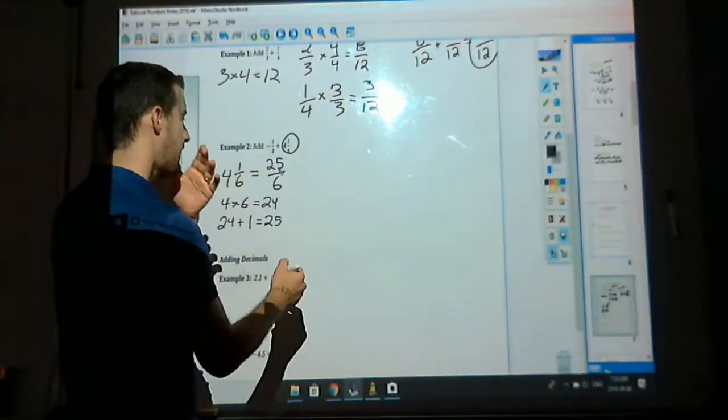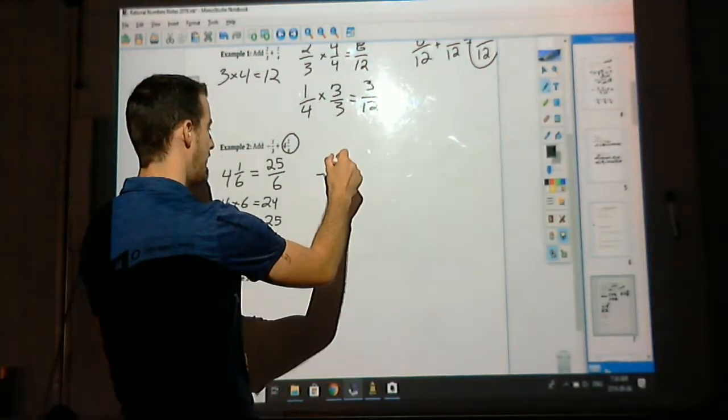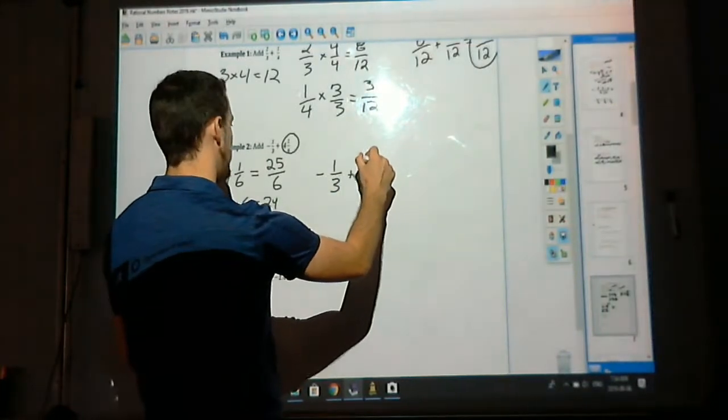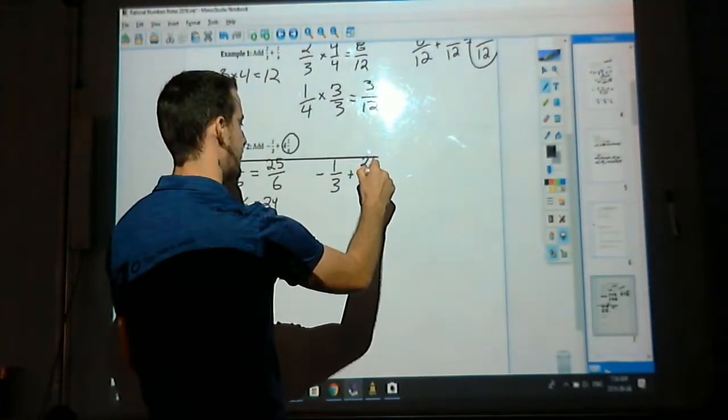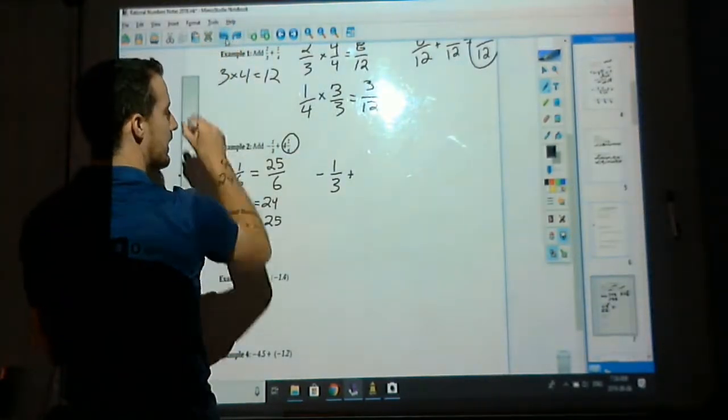Now we want to add or subtract. So here we're going to start with negative 1/3 plus 25/6. And I'm just going to hopefully erase that line.